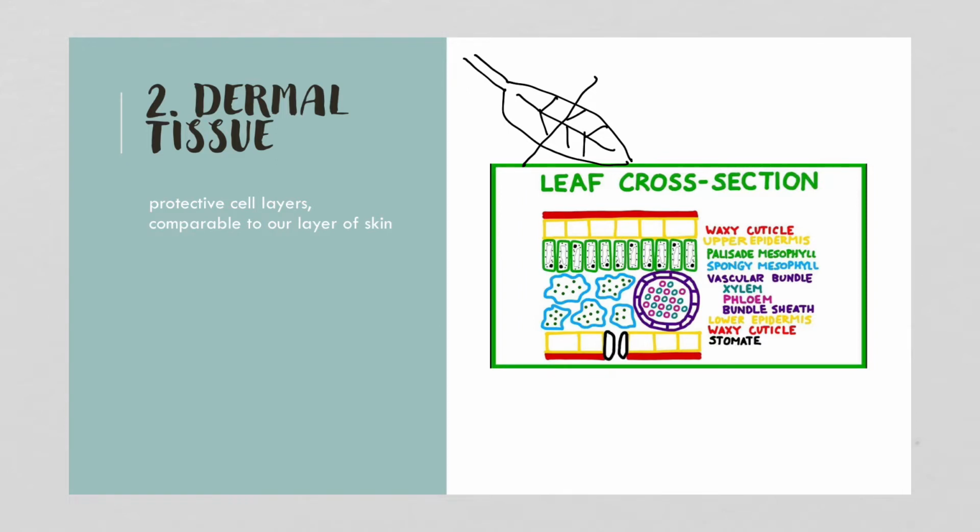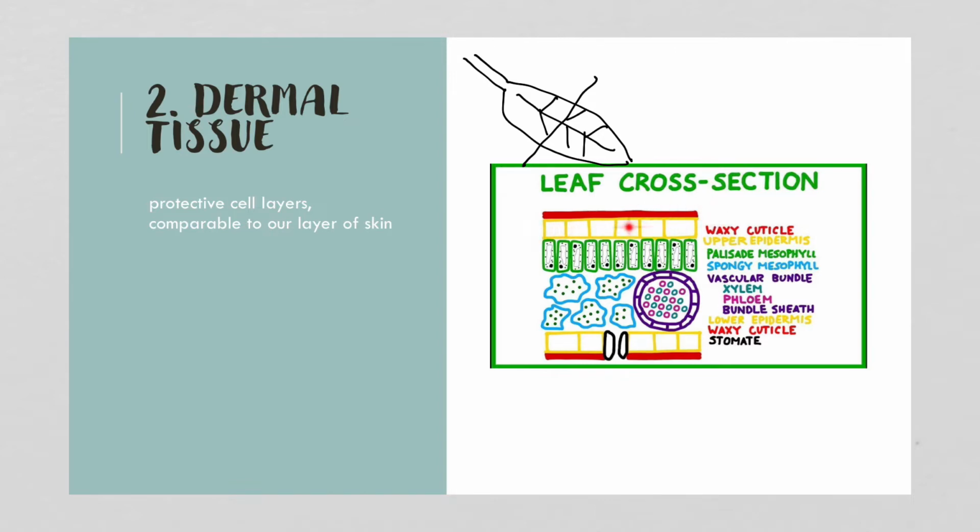The second type of tissue is dermal tissue. So that's the protective cell layers, and that's very similar to our layer of skin. This is a picture, this is my lovely picture of a leaf. I've taken a cross section here and then put somebody else's diagram in here. So the very top, the red section, is waxy cuticle. So leaves actually cover themselves in wax to keep them from losing water.